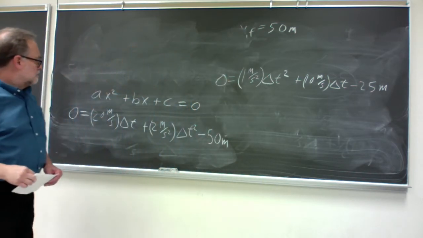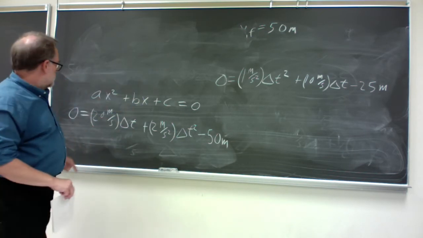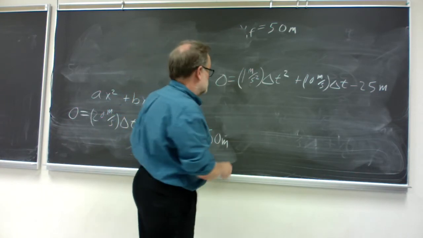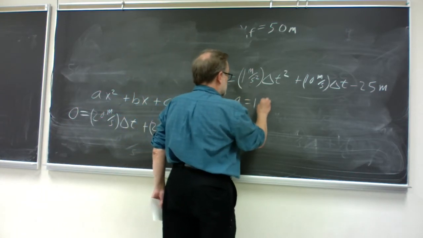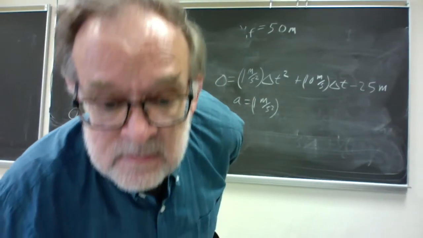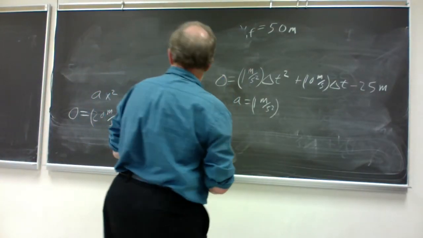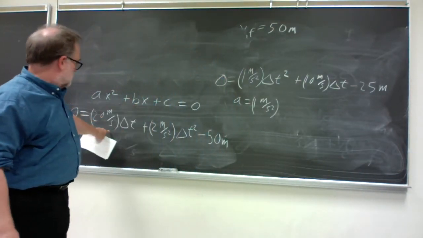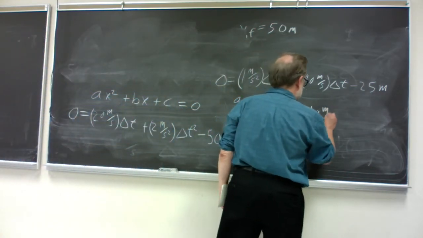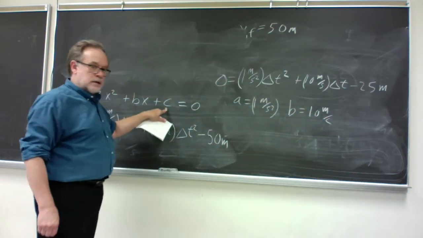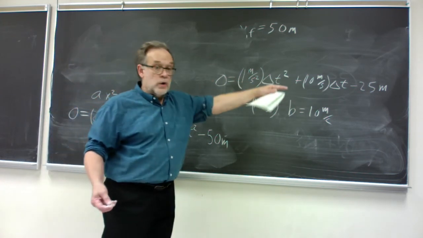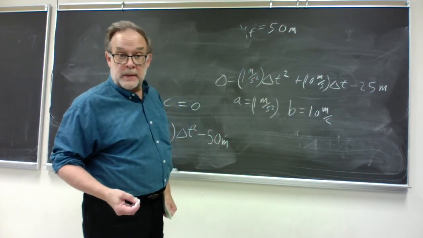Okay, now compare this to this, and we see that A is the number that goes with the variable squared term, so A is just 1 meter per second. And then B is the number that goes with the variable to the first power term. So B is just 10 meters per second. And then C is the number that doesn't get multiplied by the variable. And in this equation, the C term would be minus 25 meters.